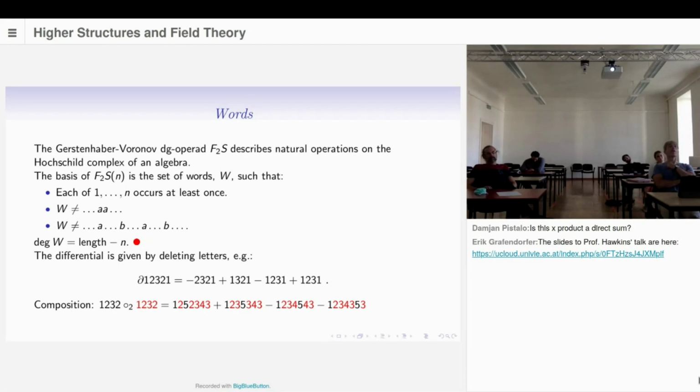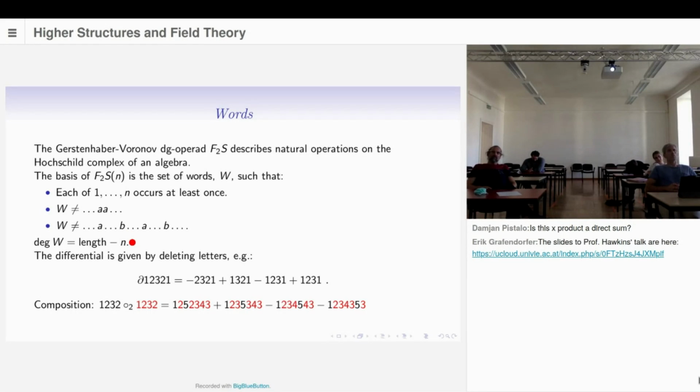This is graded. The degree of a word is the extra length, so it's the total length minus n. That has to be at least 0 because all of the numbers 1 through n do occur. The differential. A and B are just 1 to n, yes? Yeah, they could be anything in 1 to n.